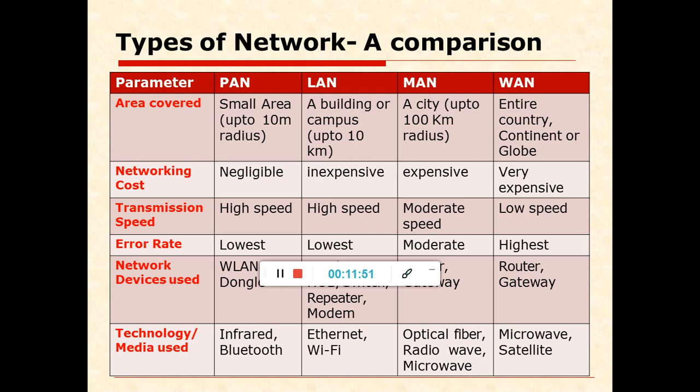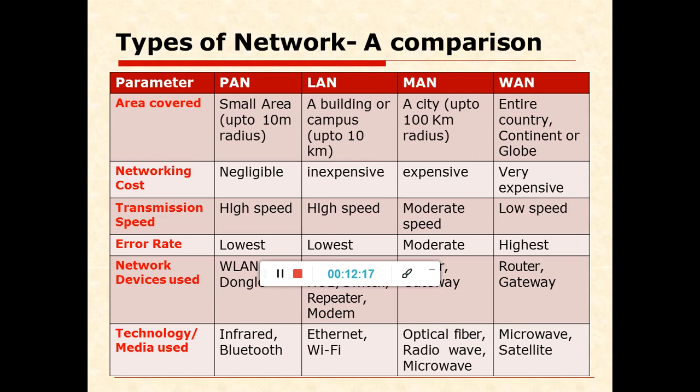Next one is the network devices used. The network devices that we will discuss later, you only need to know these terms for now. And next one is the technology or media used. These are the examples. Okay, the first parameter is area covered. We already know about PAN. The PAN coverage area is up to 10 meters.